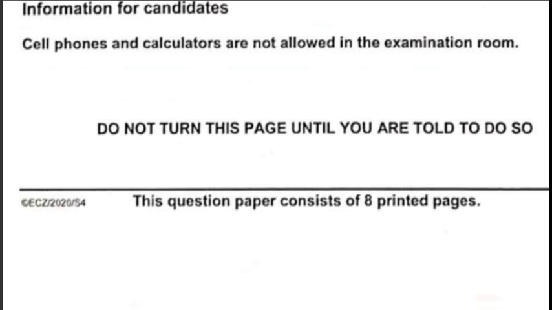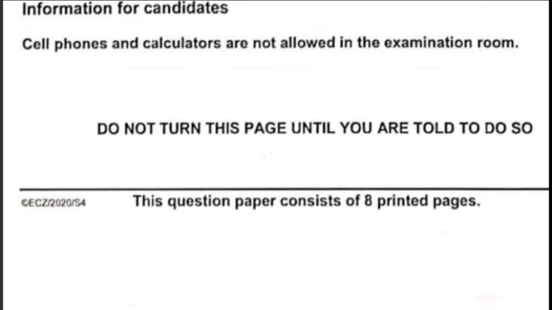Information for cadets: cell phones and calculators are not allowed in the examination room. So here you do not use cell phones or calculators. That means your mental arithmetic should be good, because you're going to be using your head to find the sum, the product, the quotient of any question. So please make sure you train yourself in mental arithmetic.